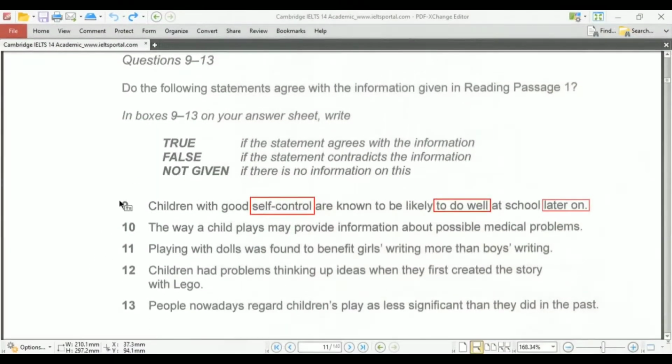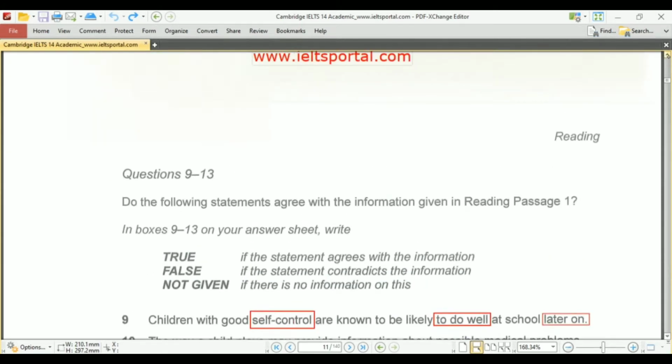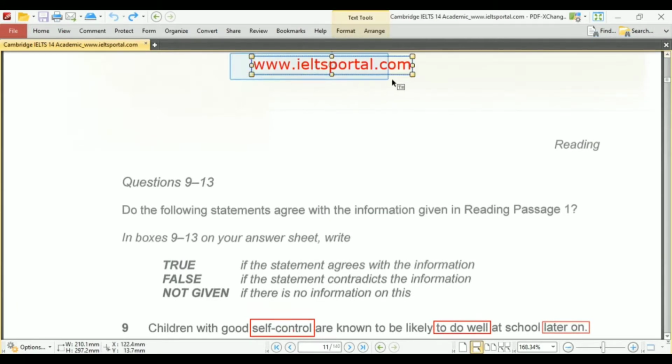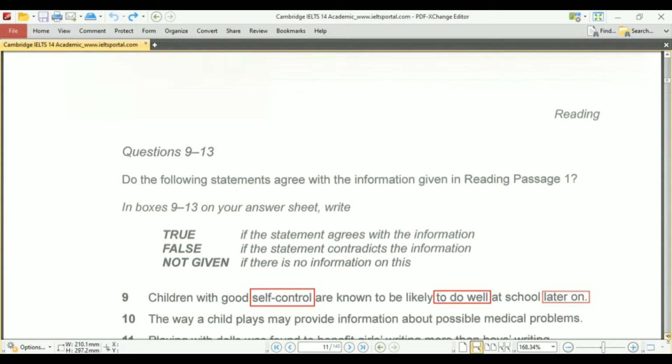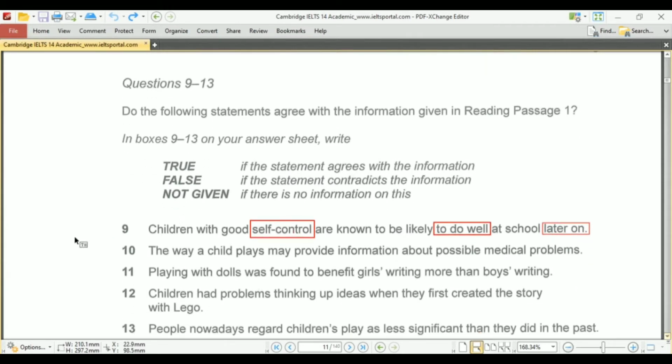I have taken an example of Book 14, Passage 1, Test 1. Let's read this question and let's get the answer. Let me tell you one thing. I have taken this PDF from a website, www.ieltsportal.com. You can easily go and download from this website. It is very convenient. I just downloaded it in a minute. It's easy.